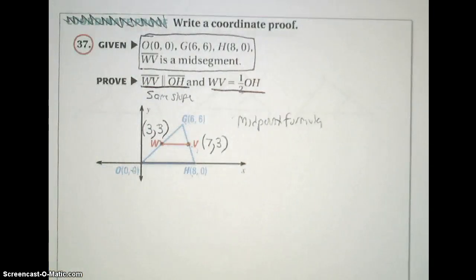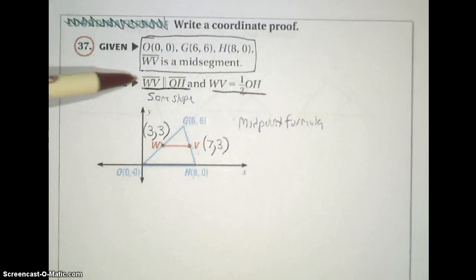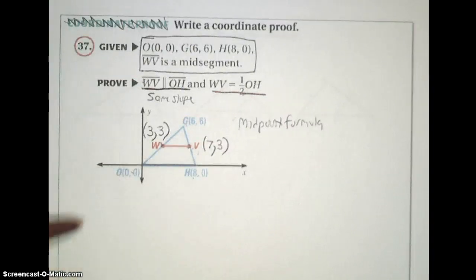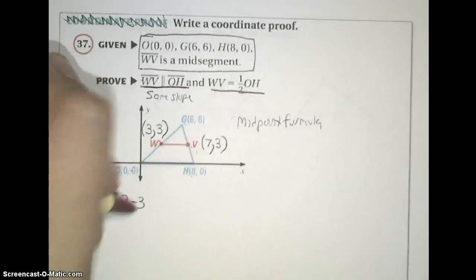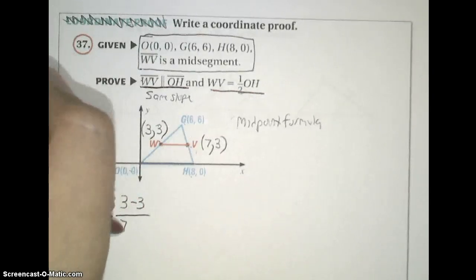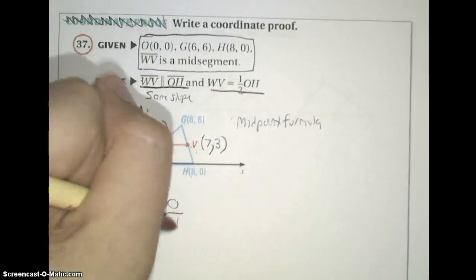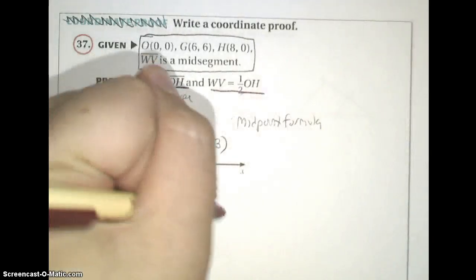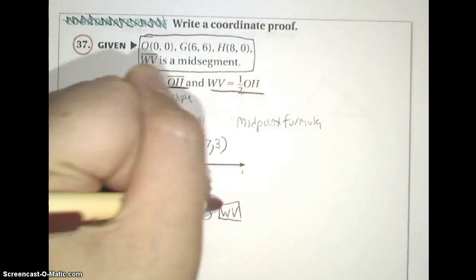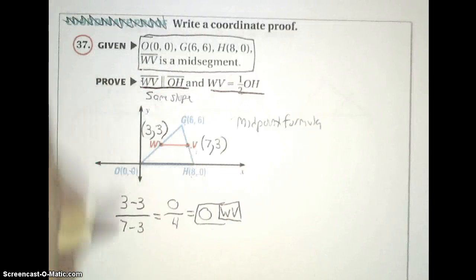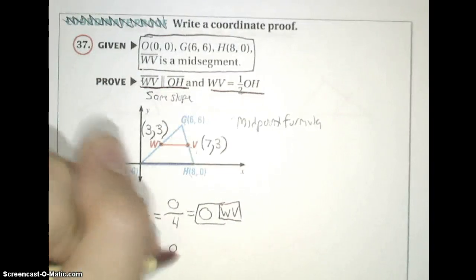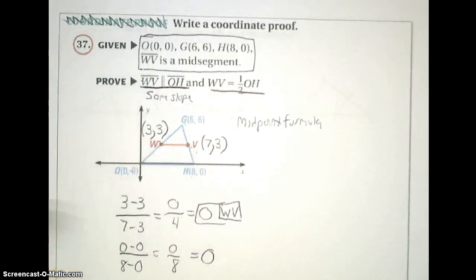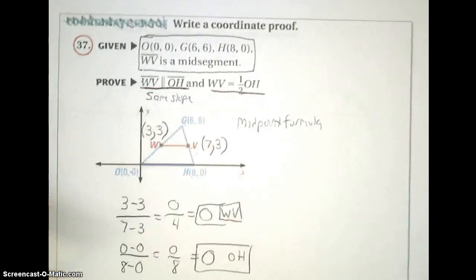In order to prove the parallel portion of this, I need to show the slopes are equal. Fortunately, since they both have the same y value, my slope of WV ends up being 3 minus 3 over 7 minus 3, which gives me 0 over 4, or 0. So WV has a slope of 0. As for the bottom, same thing goes. 0 minus 0, take a look, we'll have another 0 up top, 8 minus 0. So I have 0 over 8, which will be 0. So OH has a slope of 0. So these are indeed parallel.